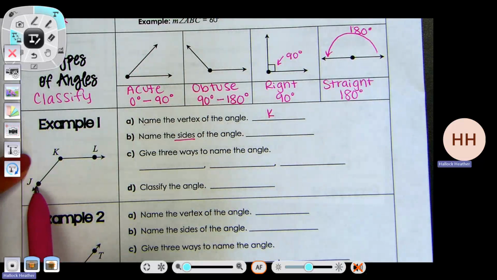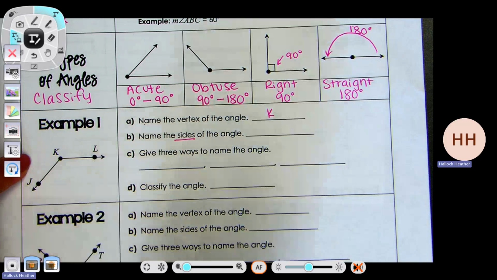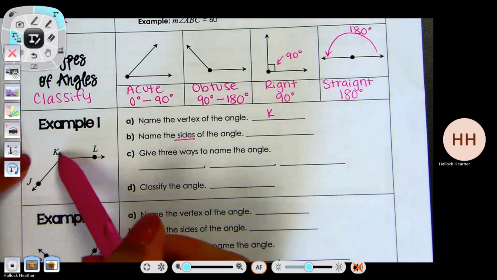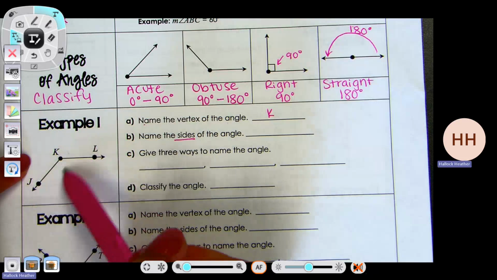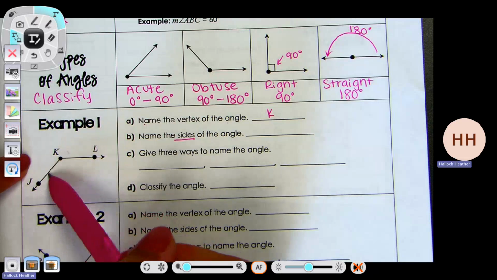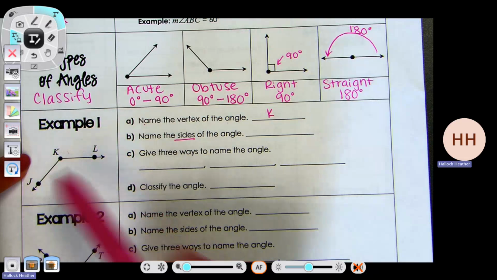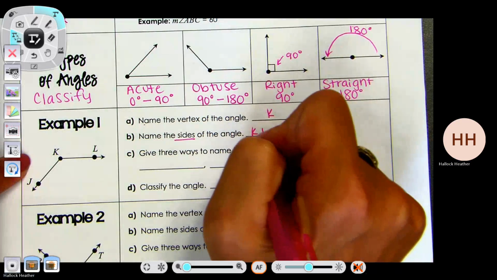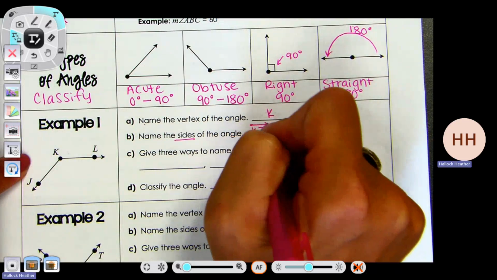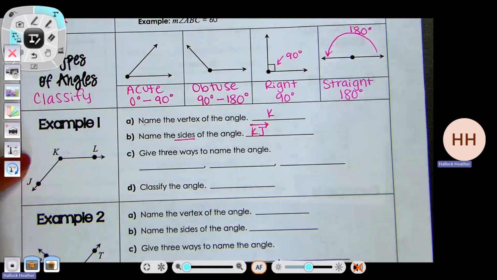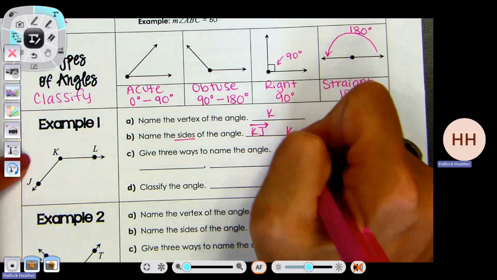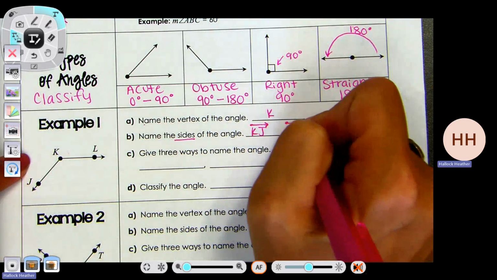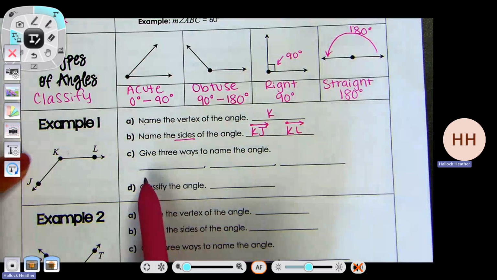Okay, so J and L, yeah, those are the rays, but we need to name them using 2 letters. So let's talk about this one. So KJ, because it goes from the vertex out. And then I'm going to put a little ray on top so that way I know it's a ray. What is the other one from the vertex out? K to L. So you're always technically working from the vertex out when it wants the sides.